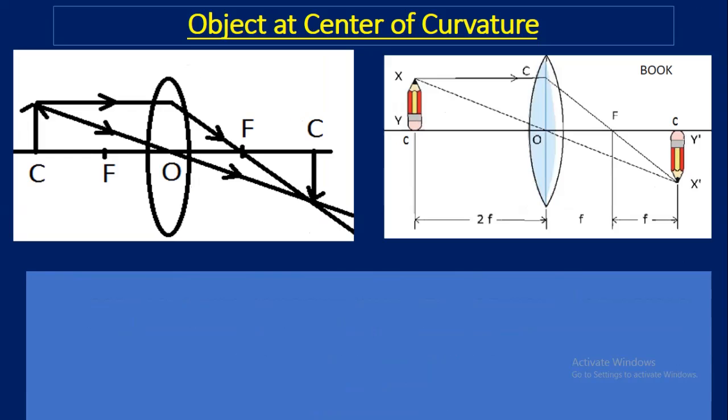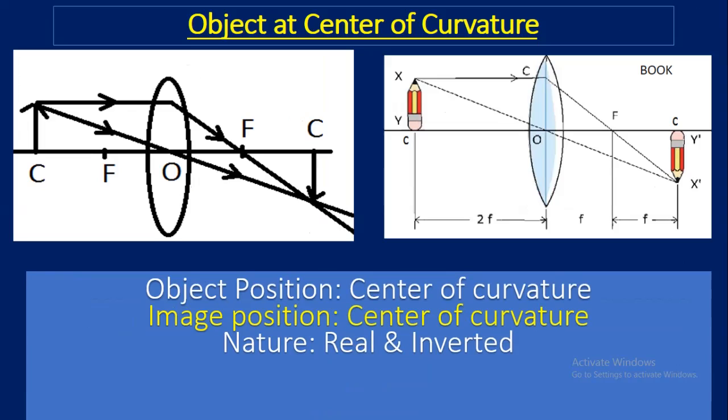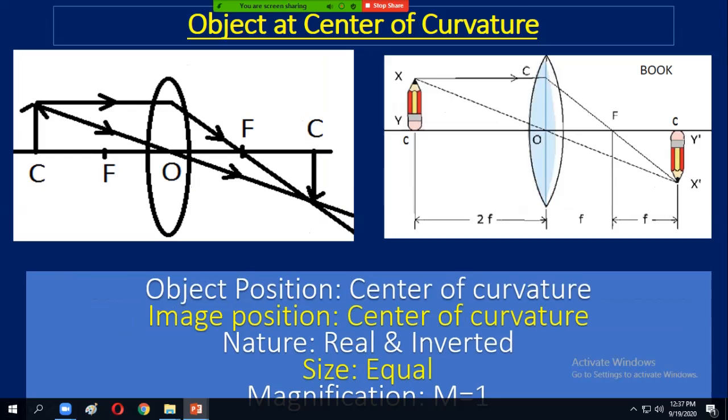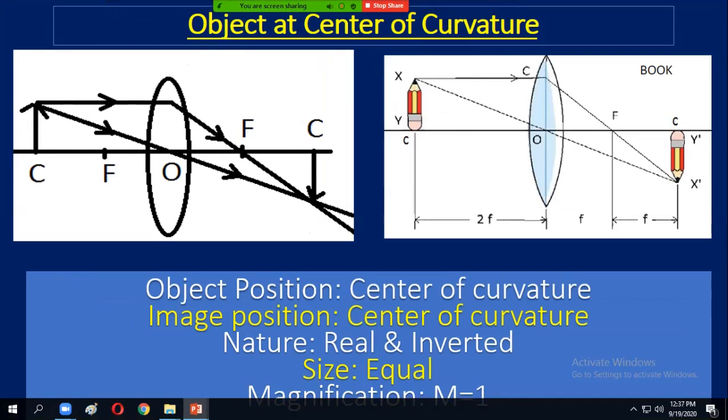Our fourth diagram is, if the object is placed at the center of curvature, then the image will be formed at the center of curvature. Here, the nature of the image is real and inverted, the size is equal, and the magnification for this diagram is 1. This is the fourth condition for drawing the image by using a ray diagram.